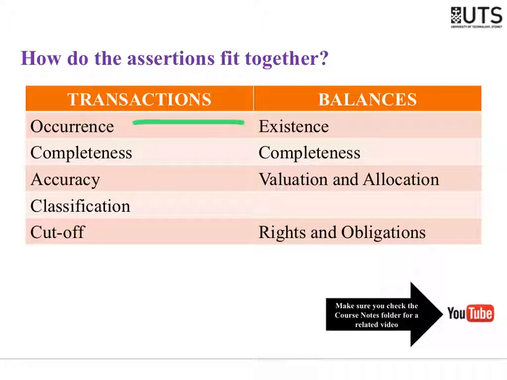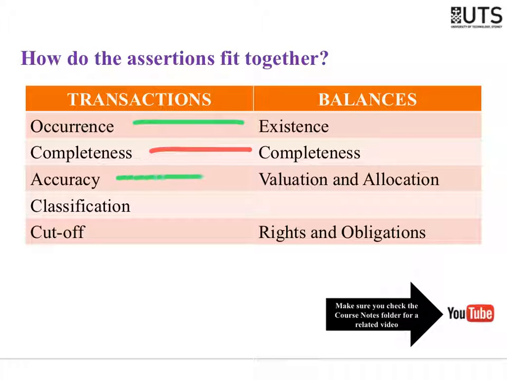Occurrence and existence are linked. Occurrence, on the left, is talking about: did the sales transaction really occur? Was it real? Existence: does the asset really exist? Is it real? That's the connection. They're both talking about very similar concepts: did it actually happen, and is it real? So those two are related, but they sit in two different categories. Completeness and completeness, they're the same word. Have you included everything that you were supposed to include? Is anything missing? Completeness.